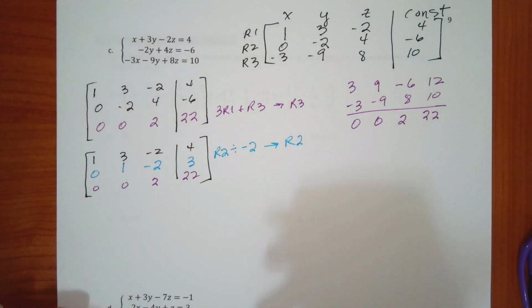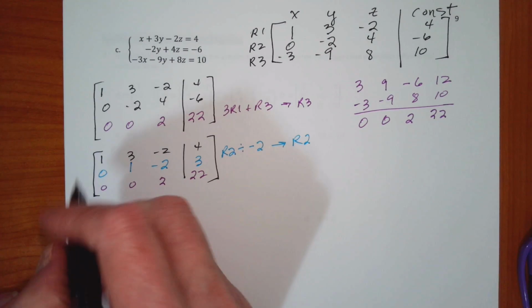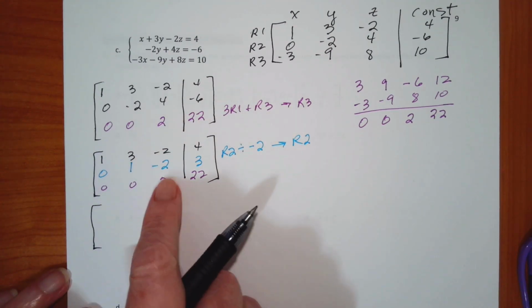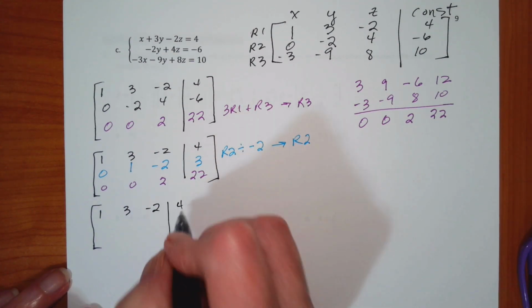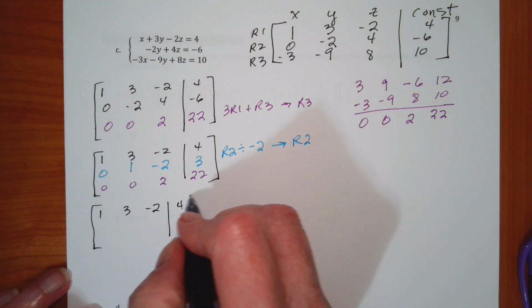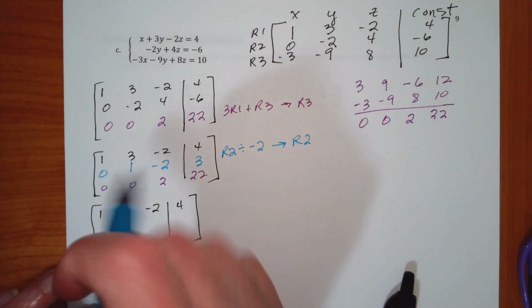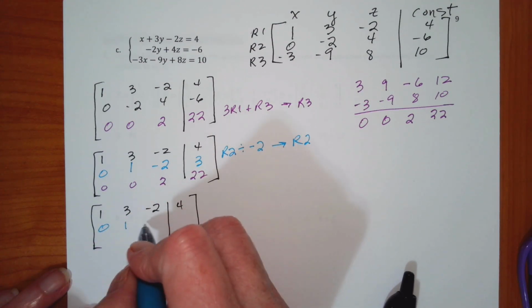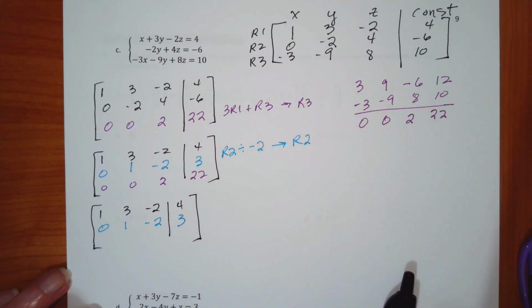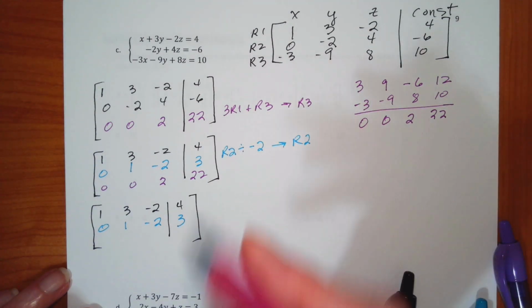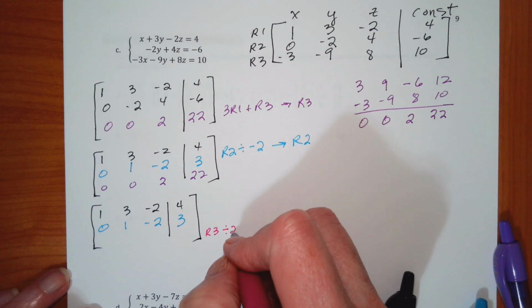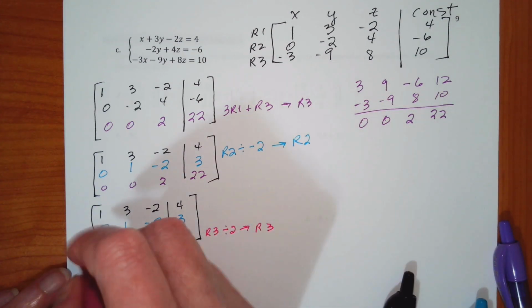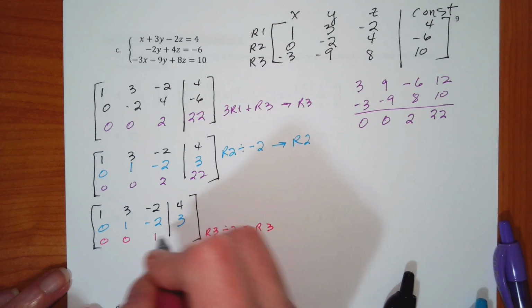Okay, then finally, in my very last iteration of this, I need this a 1. So 1, 3, negative 2, 4. And then this is 0, 1, negative 2, 3. And then from here, I'm going to take R3 divided by 2 into R3. So that's going to give me 0, 0, 1, 11.